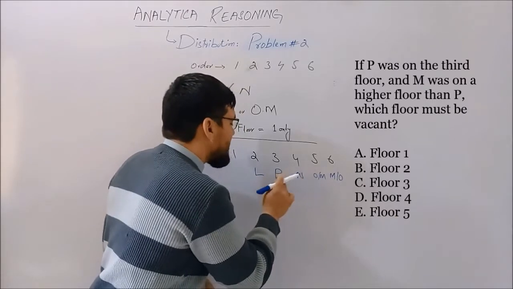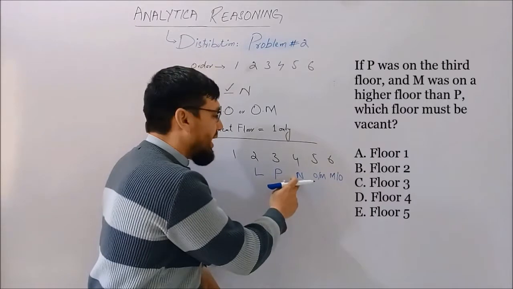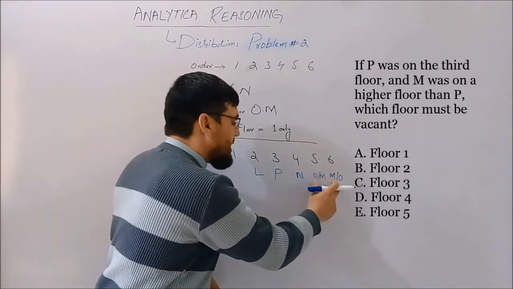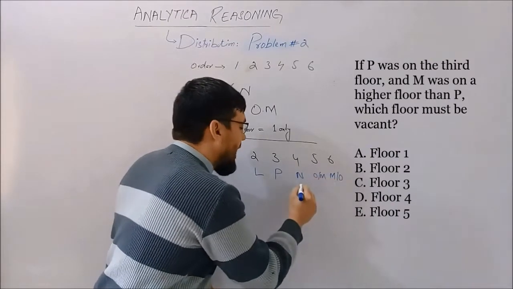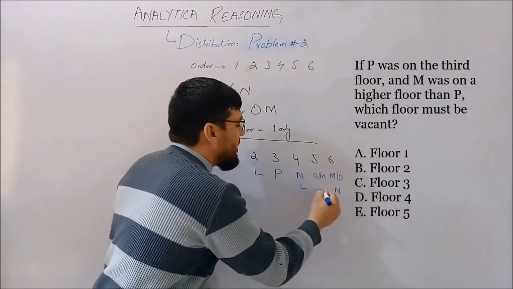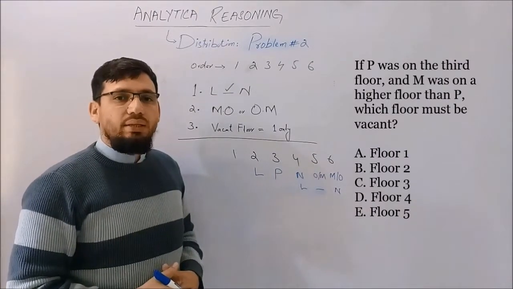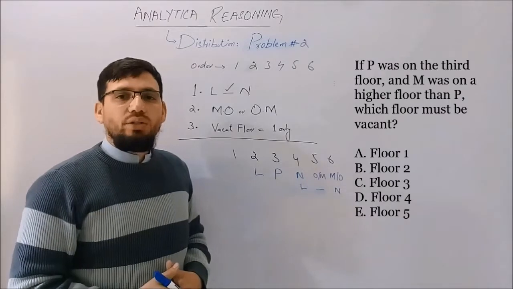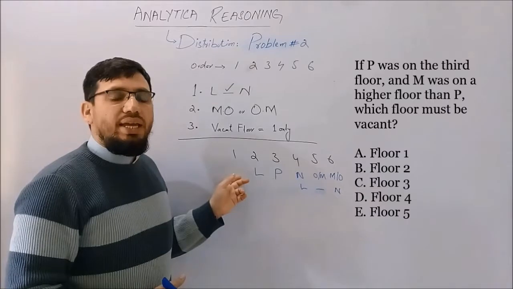Because one floor must appear in between these two, and we cannot move L and N to position number 4 and position number 6, as M and O must appear adjacent to each other, and if L and N appear over here, there will be no adjacent place for M and O. Therefore, we have to bring L to 2nd floor and N to 4th floor. Right now the vacant floor we have is floor 1st, and option A is the correct answer.